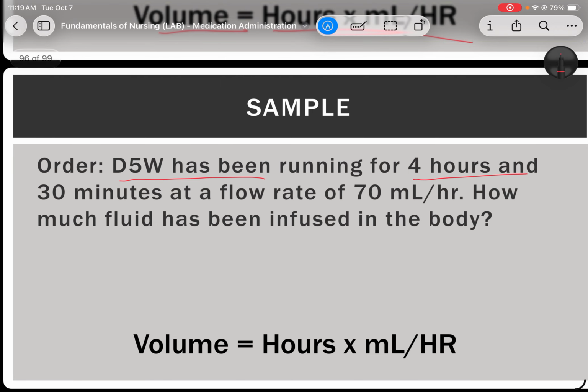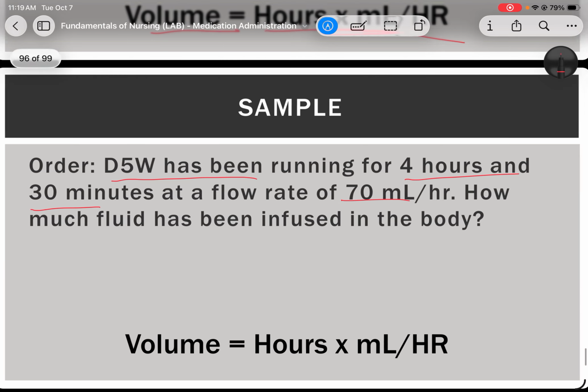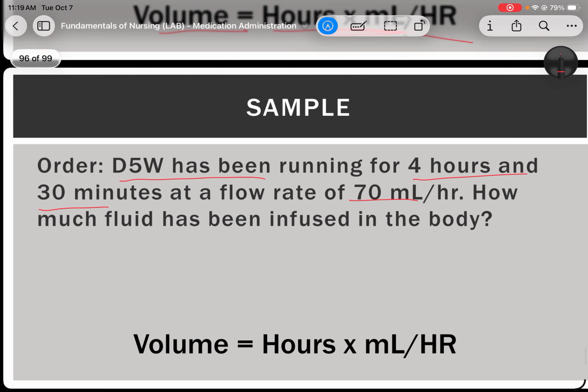Okay? D5 water has been running for 4 hours and 30 minutes at a flow rate of 70 ml per hour. Okay? How much fluid has been infused in the body? So, I know the number of hours. I know the flow rate. The flow rate is 70 ml per hour.